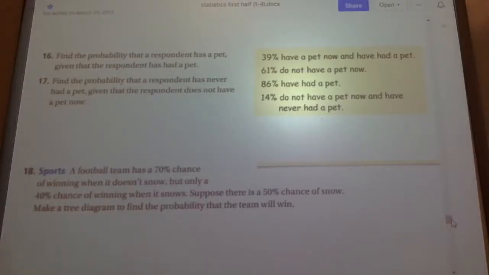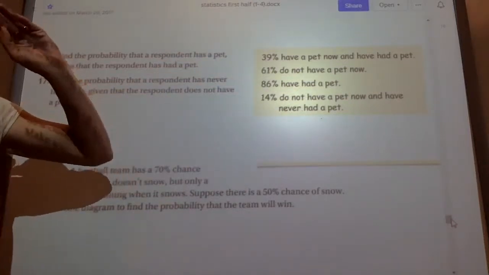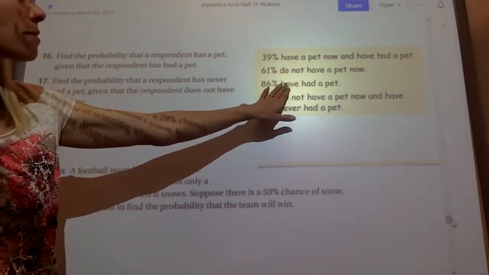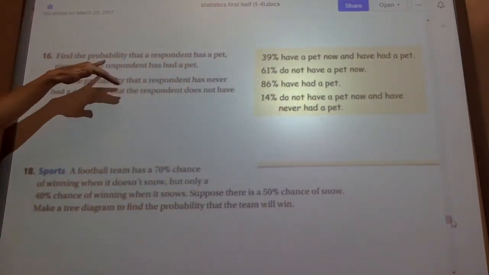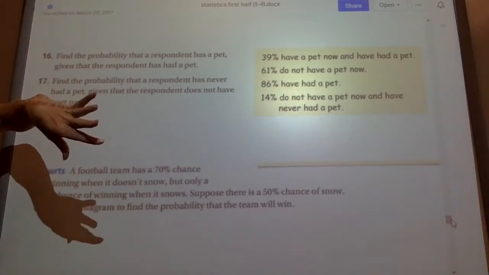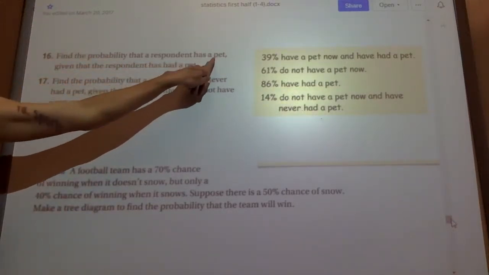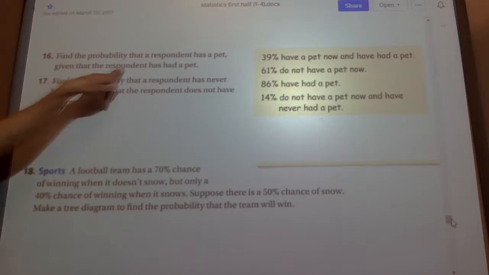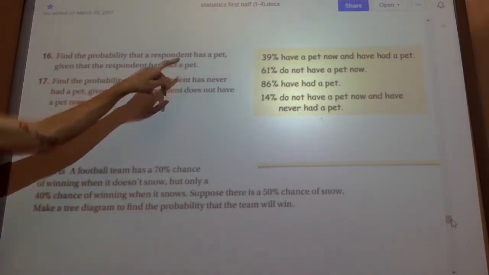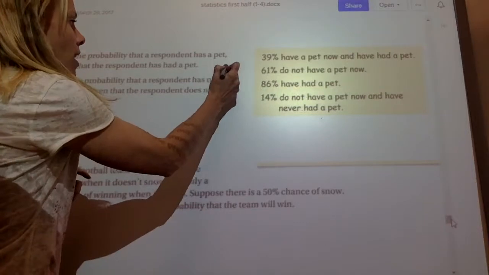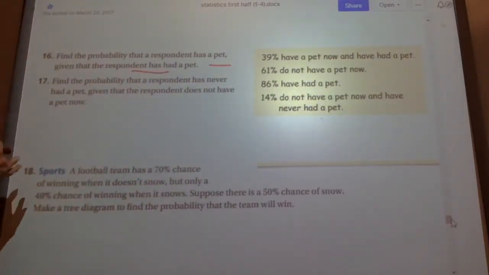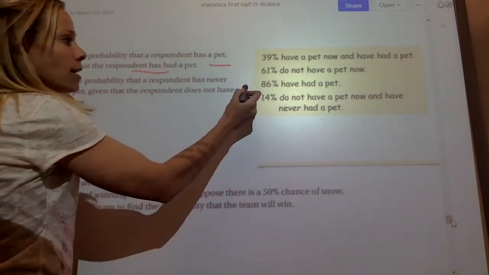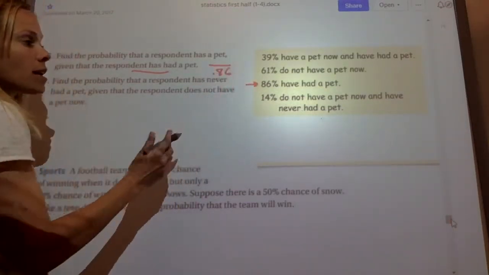We can look at given conditions just with percents. If you read all four of these percents and then look over here at the question, again we're going to do favorable over total. Find the probability that a respondent has a pet given that the respondent has had a pet. The first thing we need on the bottom of our fraction is that the respondent has had a pet. What percent has had a pet? 86%. So that's on the bottom because that's my total.